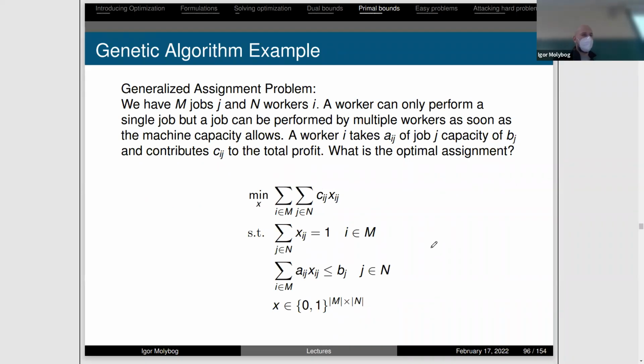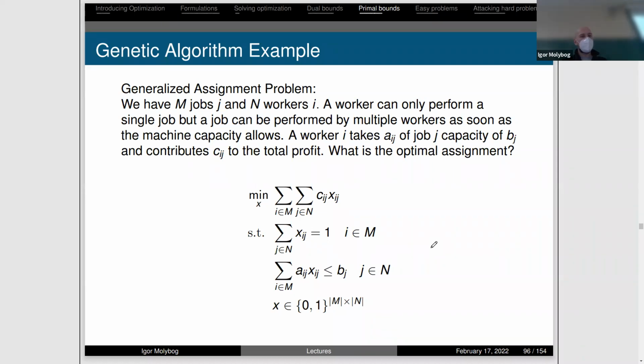Let's take a look at an example of application of this genetic algorithm, on something that is not directly related. So it is obviously an integer programming problem, but how can we look at this problem from a different angle that will allow us to simplify the application of the genetic algorithm?